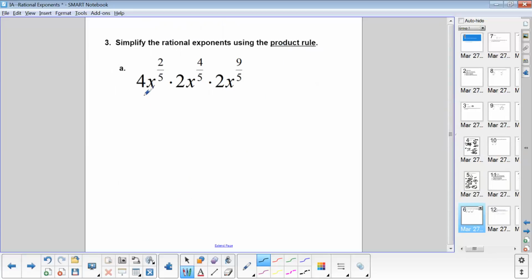Again, with the product rule, I see I'm multiplying. I have bases of x. So 4 times 2 times 2, that's going to give me 16.